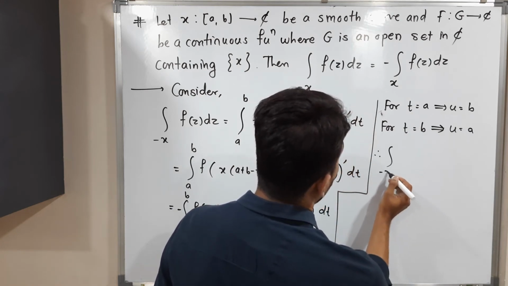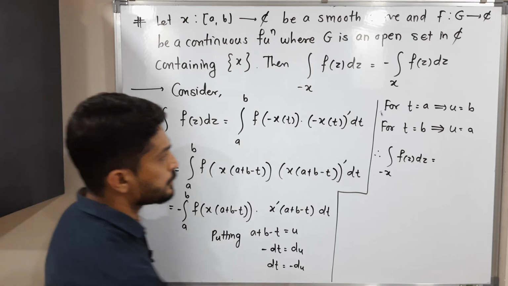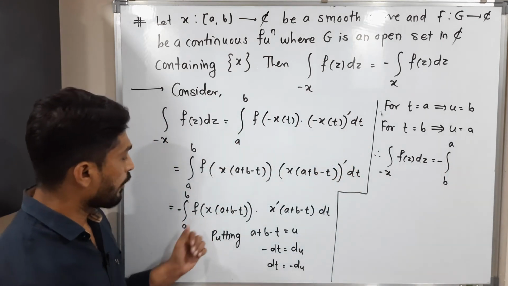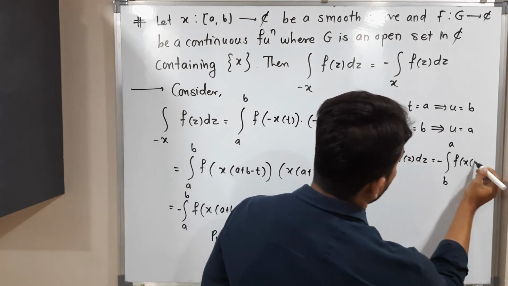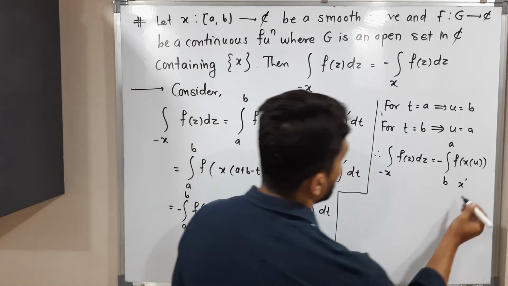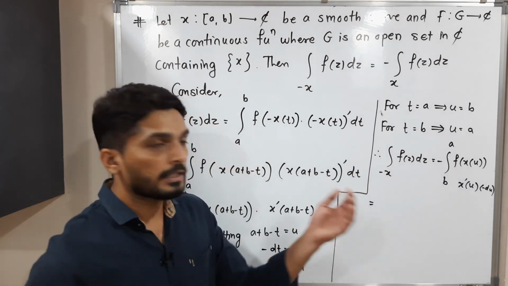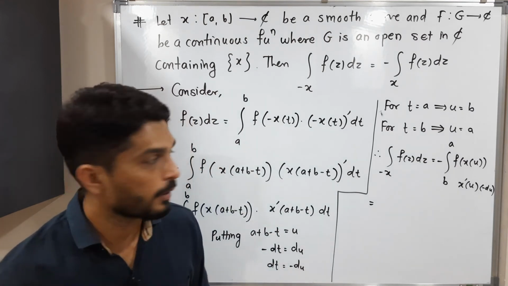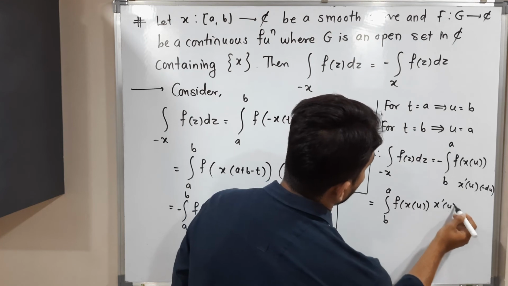Therefore, integration over minus x of f of z dz is equal to, I should write a minus sign here, integration with new limits b to a, f of x of u, that is x of a plus b minus t, which we have called u, and x dash of a plus b minus t, that is u again, and dt is equal to minus du. That minus sign will come outside, it's a constant, but there is already one minus sign waiting, so minus minus gives plus. So this is equal to integration b to a f of x of u x dash of u du.